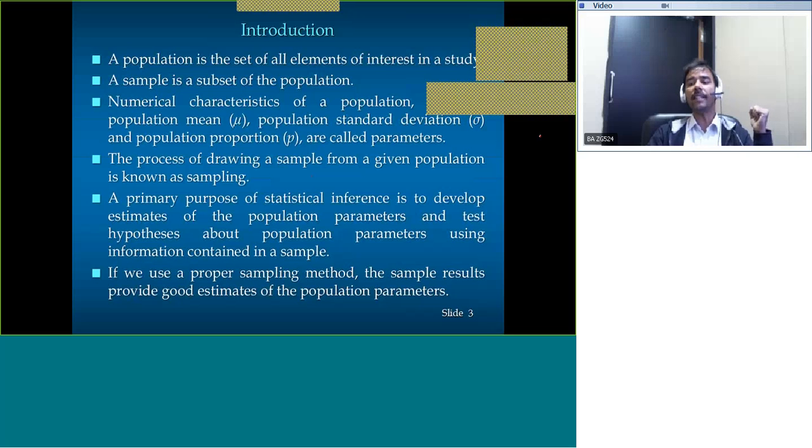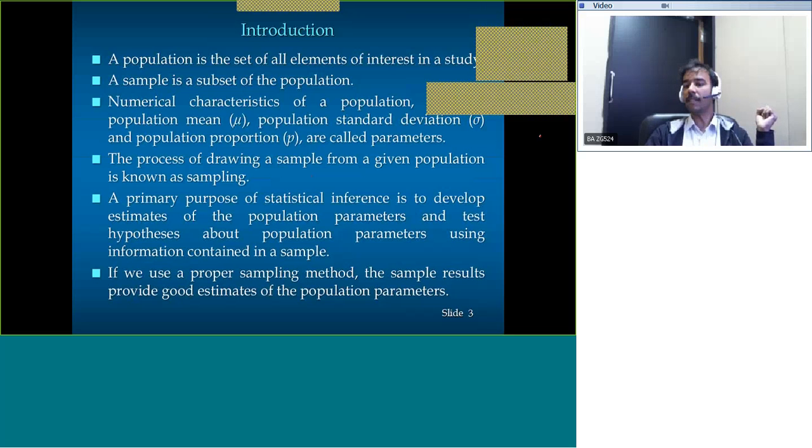That's why we will take the help of a sample. The process of drawing a sample from a population is known as sampling. The primary purpose of sampling is that because the population is very big, it is very difficult to calculate parameters. So we calculate the same for a sample and we estimate the population parameters through these values calculated for the sample. And also we will test hypotheses about population parameters based on the information of the sample.